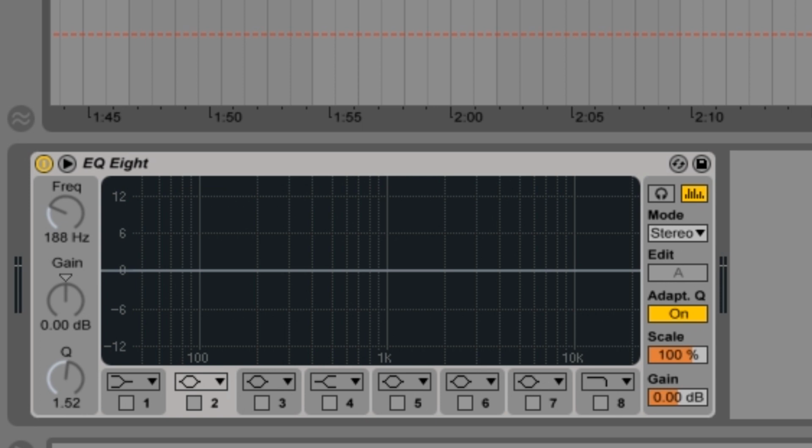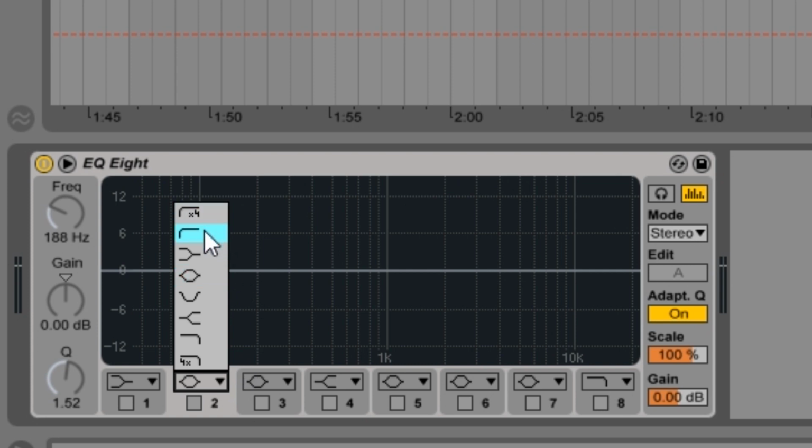Equalizers come in all shapes and sizes and have different uses. Traditionally, each real-world EQ unit would only perform 1 or 2 types of EQ function. But modern plugins in the digital world, such as Live's EQ Eight, seen here, can perform multiple types at once.